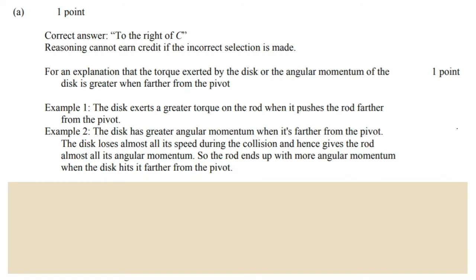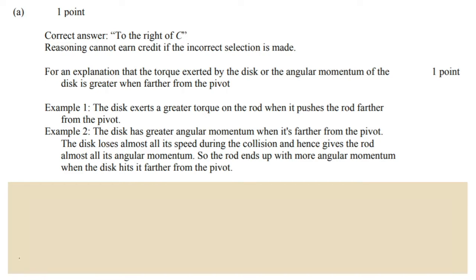Example 1 says the disk exerts a greater torque on the rod when it pushes farther from the pivot point. Example 2 says the disk has a greater angular momentum when it's farther from the pivot point. The disk loses almost all of its speed during the collision and hence gives the rod almost all its angular momentum. So the rod ends up with more angular momentum when the disk hits farther from the pivot. Cool. Take a second to pause this video here, making sure you understand all aspects of that scoring guide. And when you hit play, we'll move on.